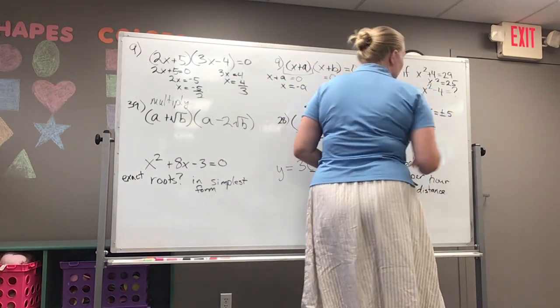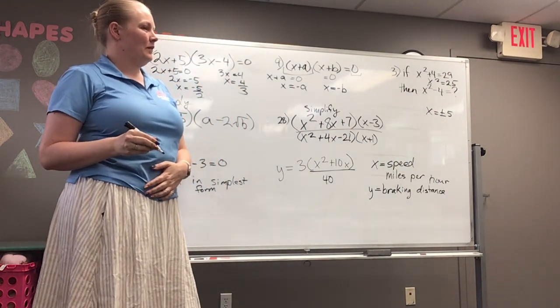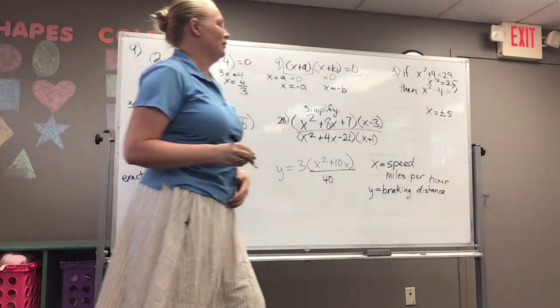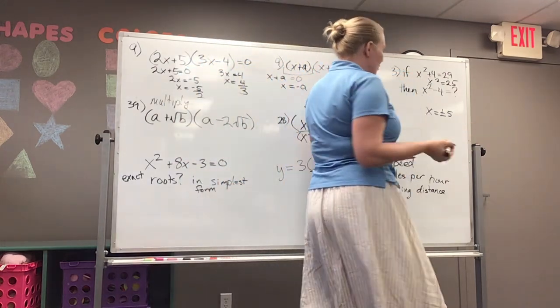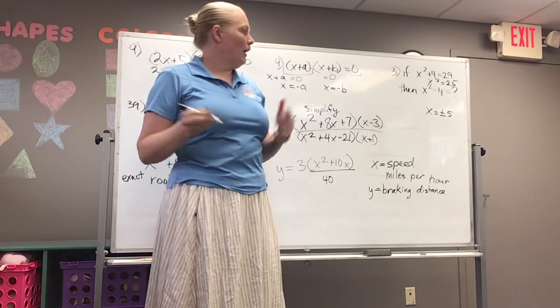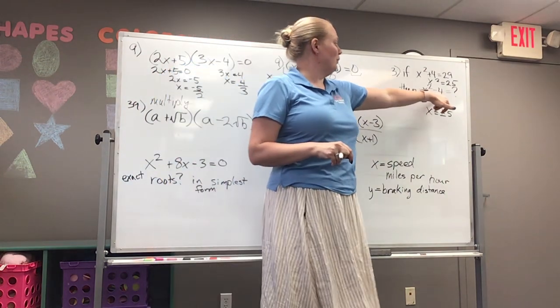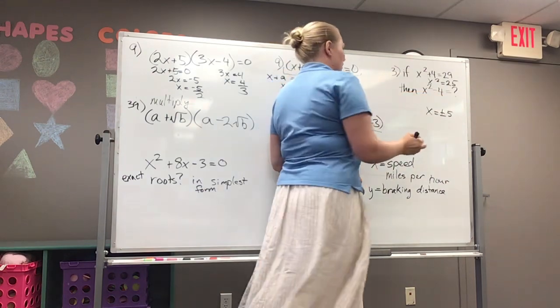Minus 5. Plug in x, okay? So whether it's plus or minus, we square it, we're going to go back to 25. And then 25 minus 4, 21.